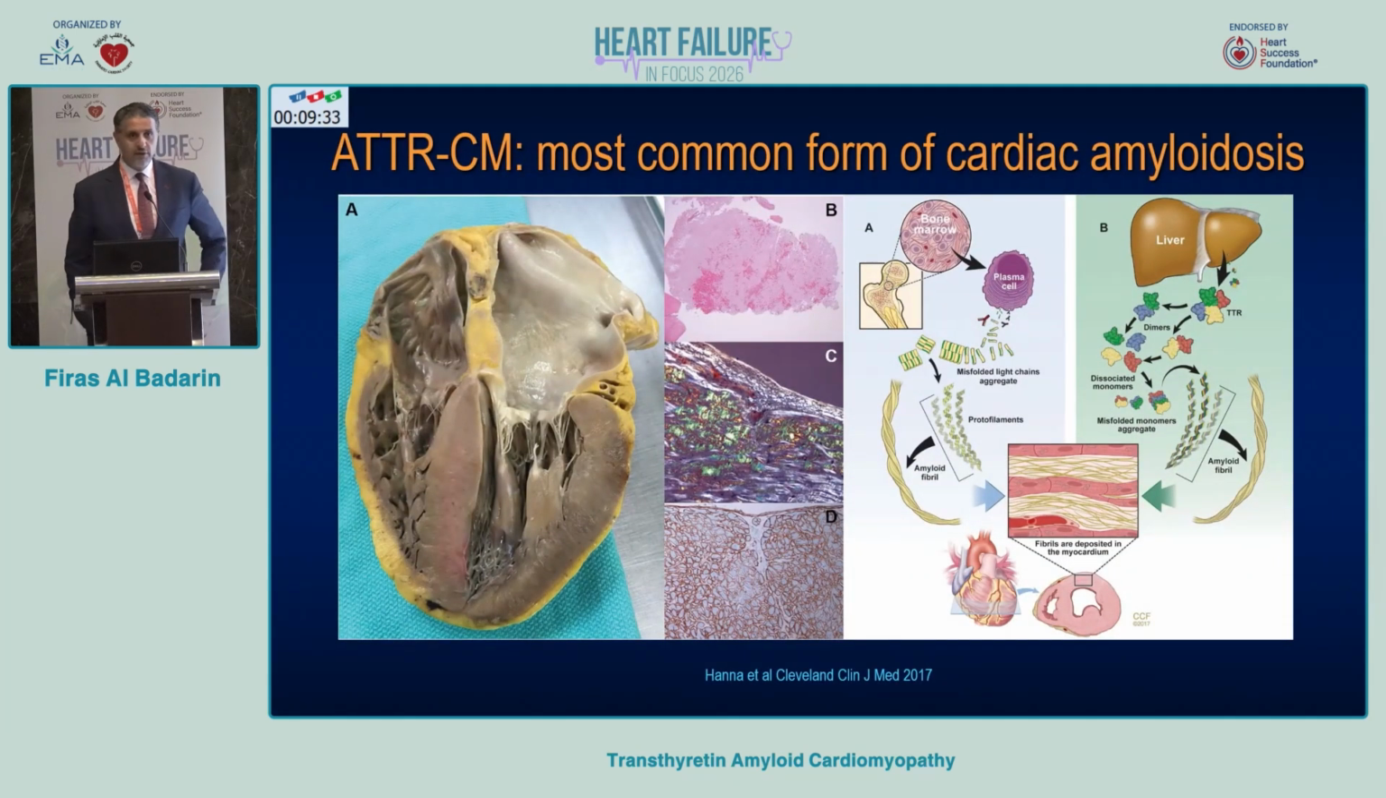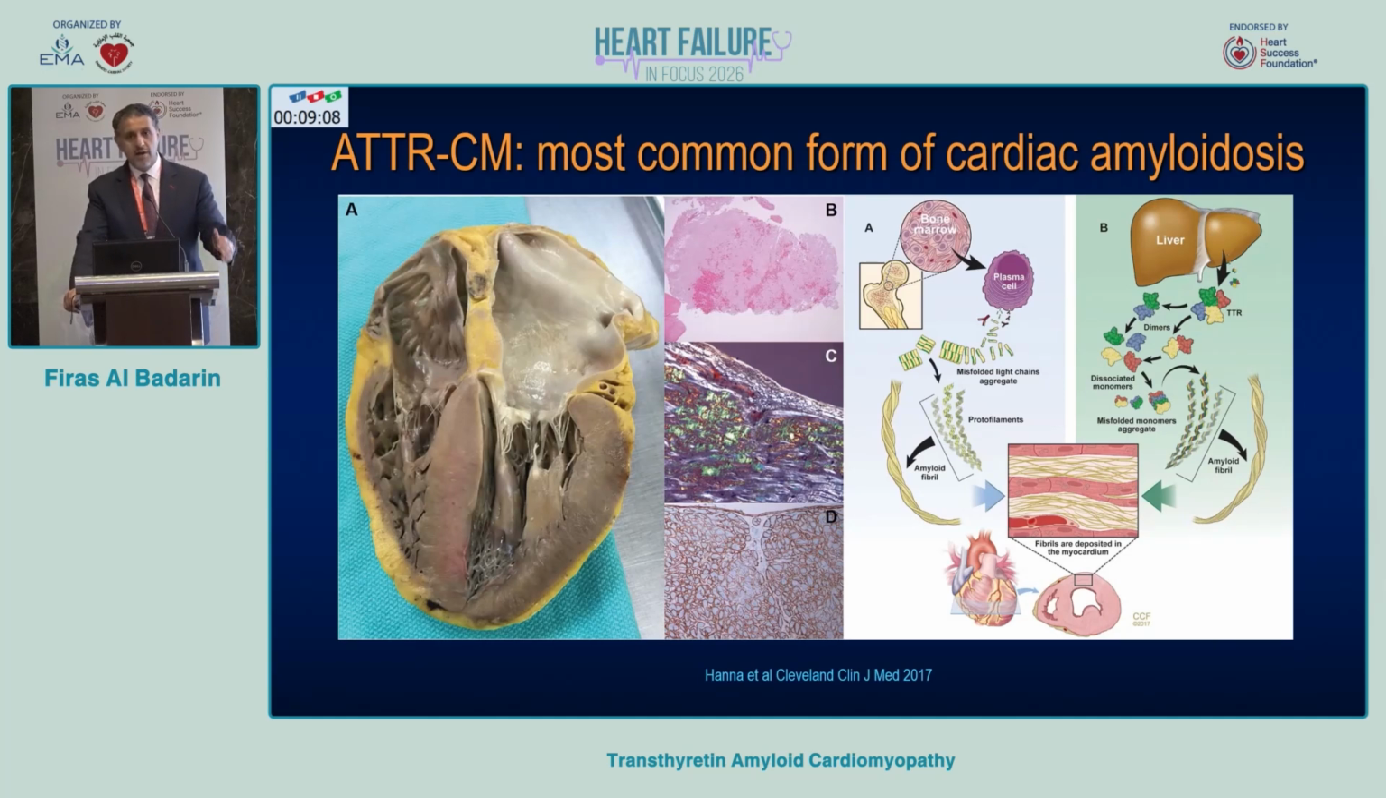This is a well-versed audience about cardiac amyloidosis, but briefly, cardiac amyloidosis is a disease that grossly manifests as increased wall thickness. Microscopically, it is characterized by amyloid deposition in the extracellular compartment, and from an etiological standpoint, the most common form of cardiac amyloidosis is indeed ATTR cardiomyopathy.